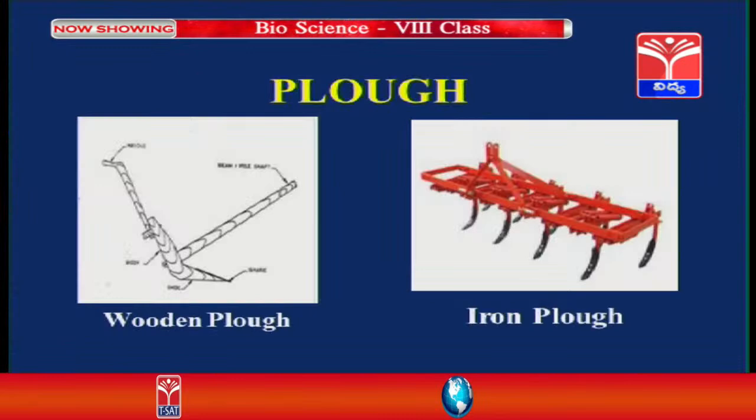It is done with the plough only, isn't it? This plough is made of either wood or iron. See here, children, in these pictures, this is the wooden plough. Completely it is made of wood and only here a point is present. That point, the nail, is made of iron.